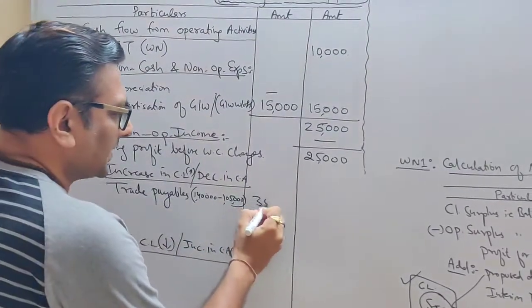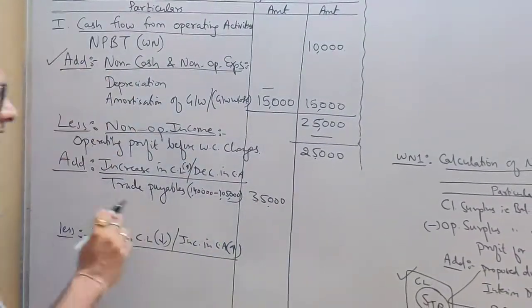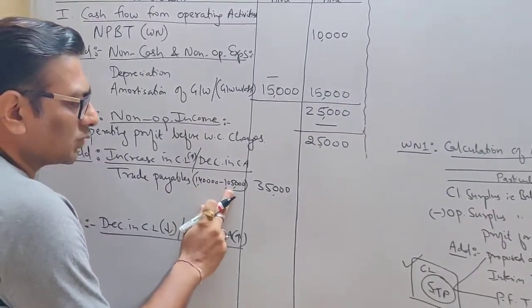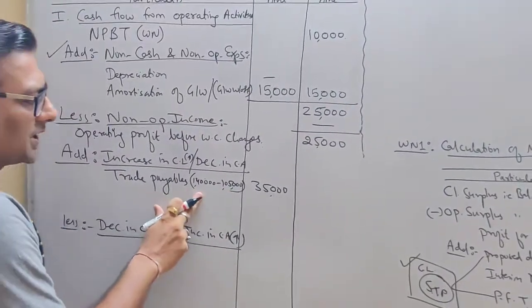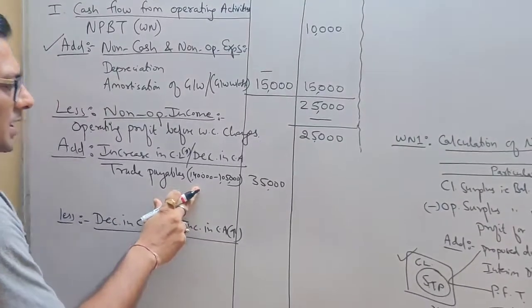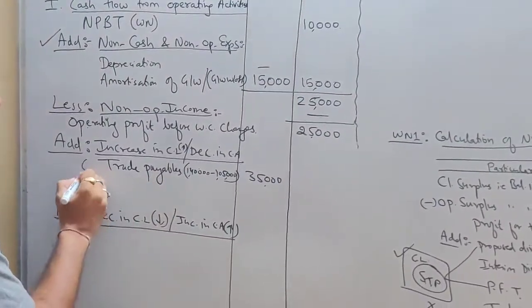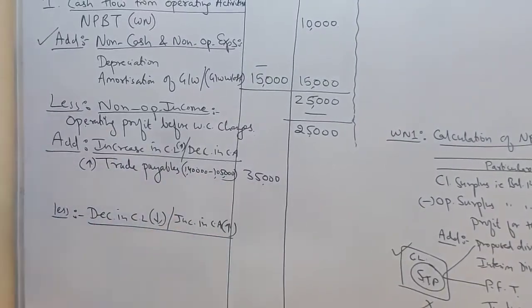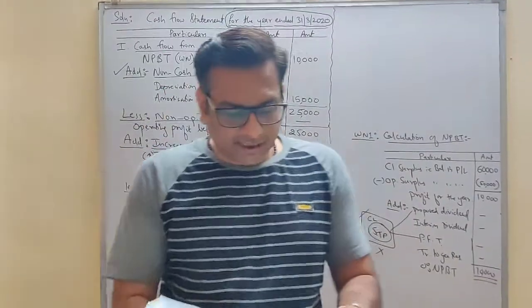So answer is 35,000. There is an increase in current liability. Opening balance was 1,05,000, closing balance is 1,40,000, means your current liability is increasing. So it will come under increase in current liability. Let's check another current liability.